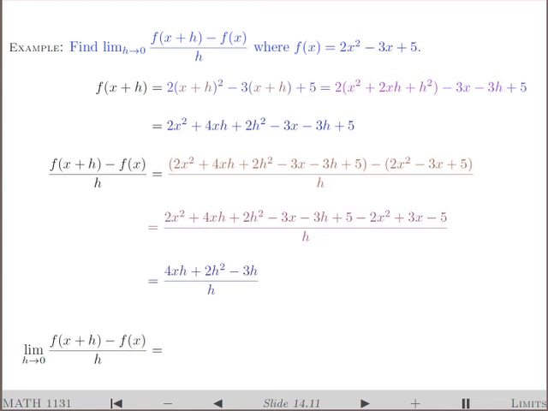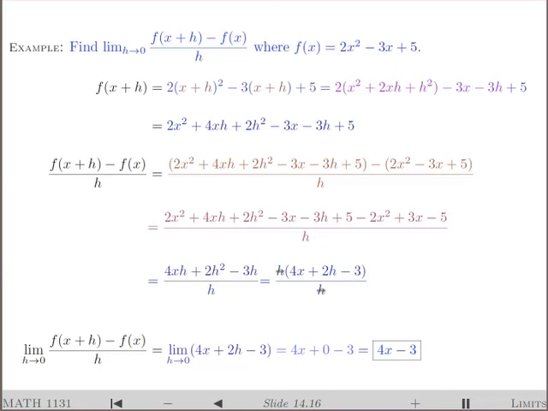Now I can factor the h out of the numerator. So I have h times the quantity 4x plus 2h minus 3. And now I can reduce it by cancelling the h's. So I'm trying to find, as it turns out, the limit of the simplified fraction, which is 4x plus 2h minus 3 as h approaches 0. Since the polynomial limit equals the value when h is 0, so just plug in 0 for h, which gives me 4x minus 3. So the limit is just 4x minus 3.